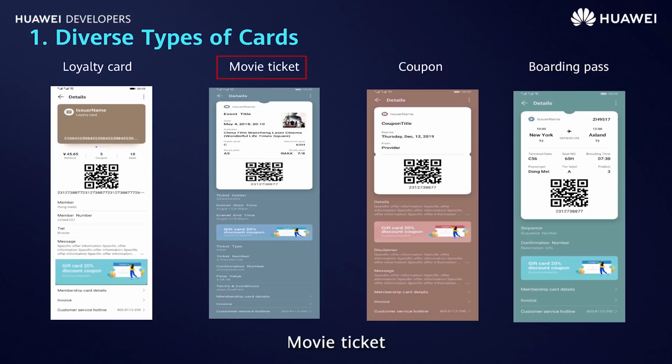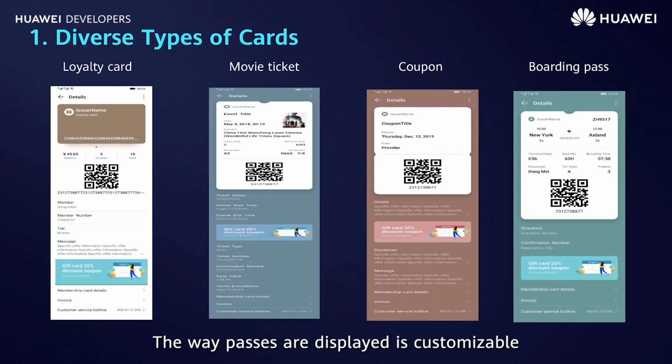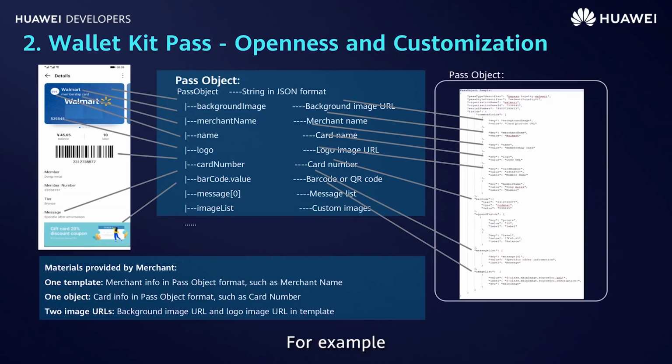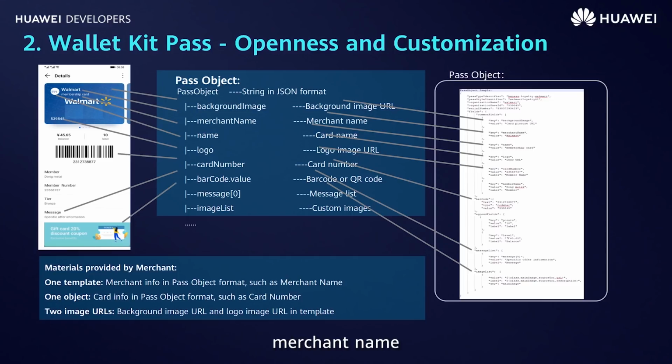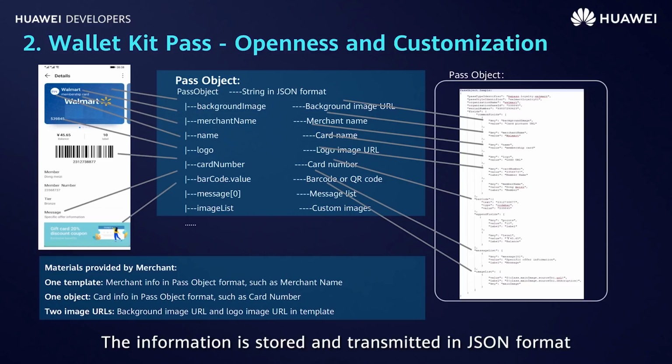Loyalty card, movie ticket, coupon, boarding pass. The way passes are displayed is customizable. For example, as shown in this picture, varied types of information can be displayed to card users, such as background image, merchant name, card name, logo, and message. The information is stored and transmitted in JSON format.